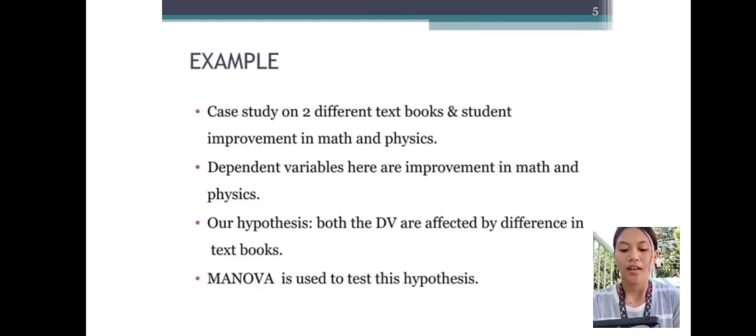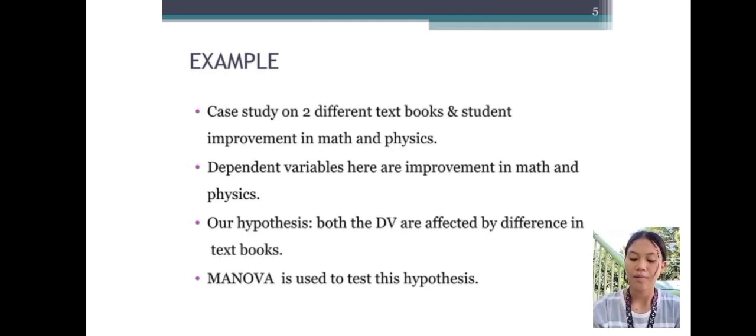Example: a case study on two different textbooks and students' improvement in math and physics. The dependent variables here are improvement in math and physics. Our hypothesis is that the dependent variables are affected by differences in textbook. And lastly, MANOVA is used to test this hypothesis.